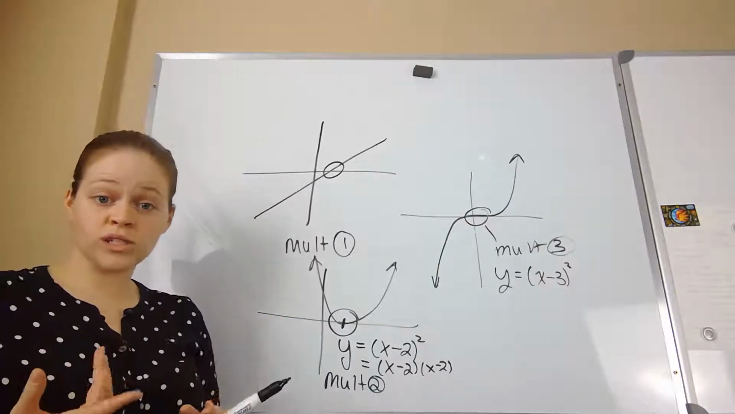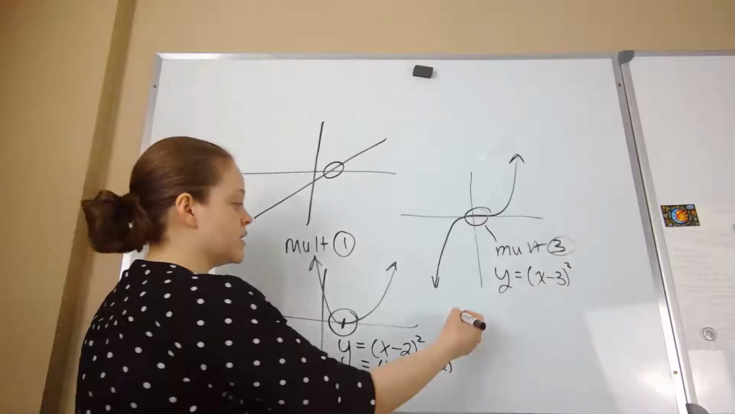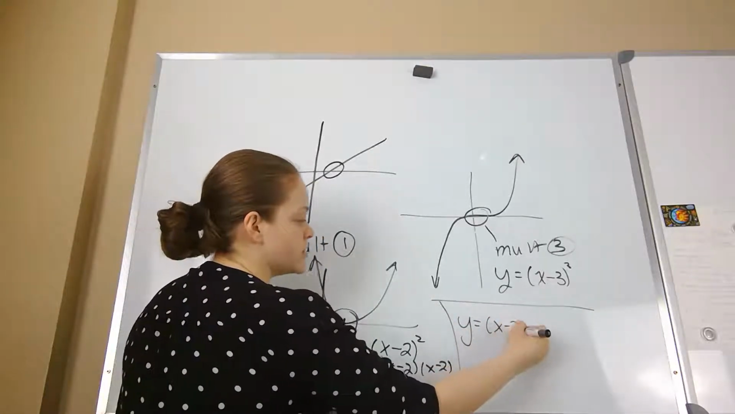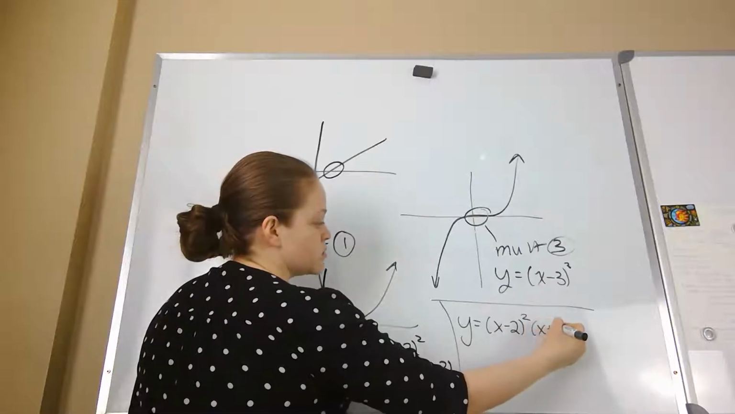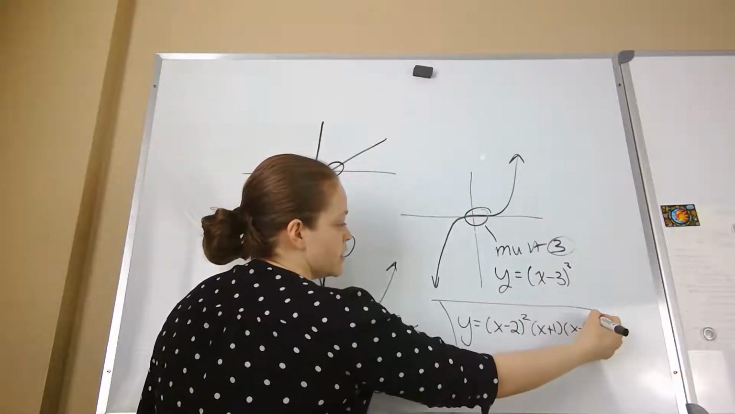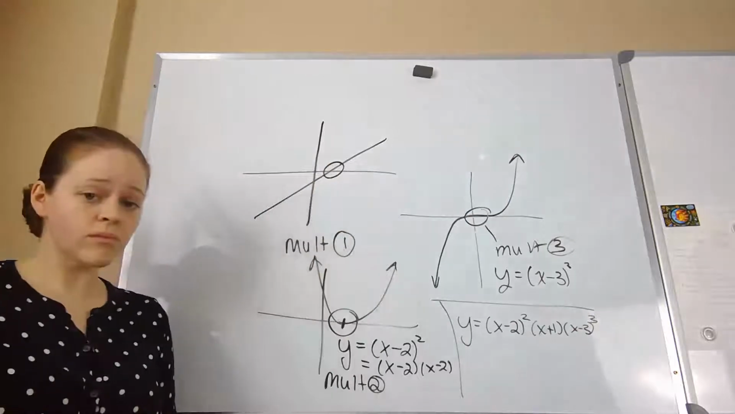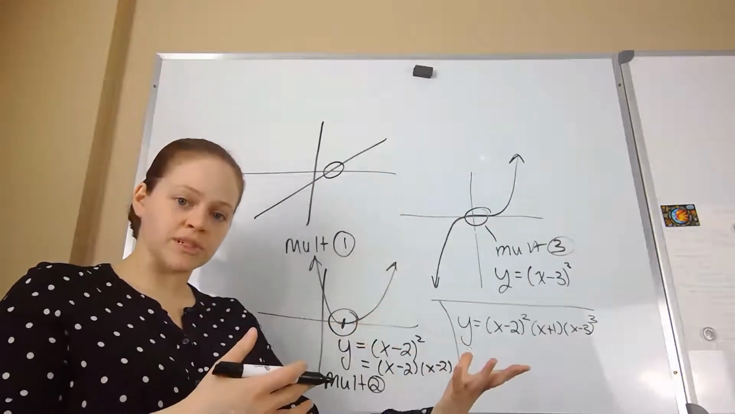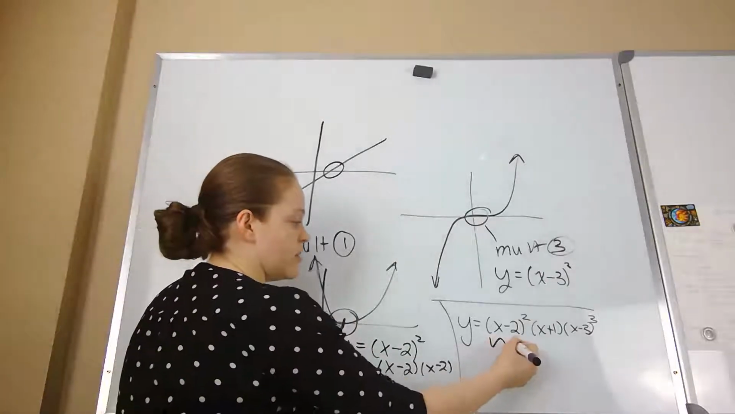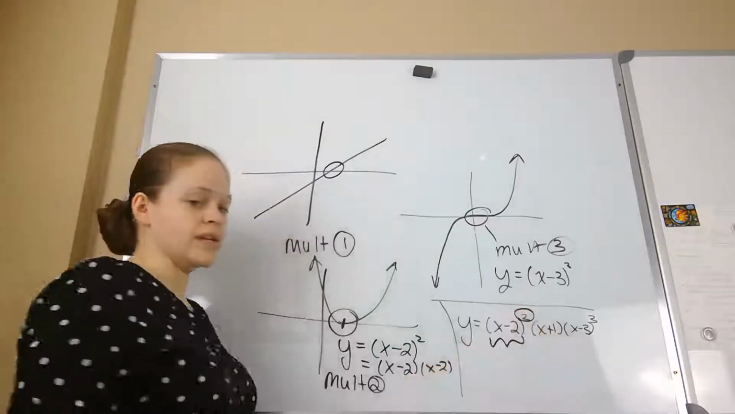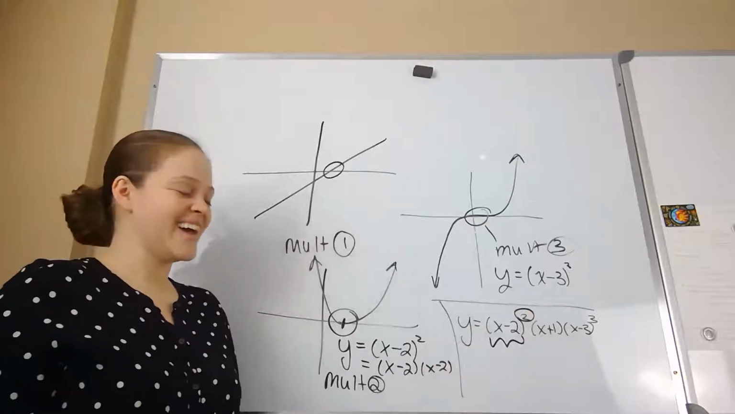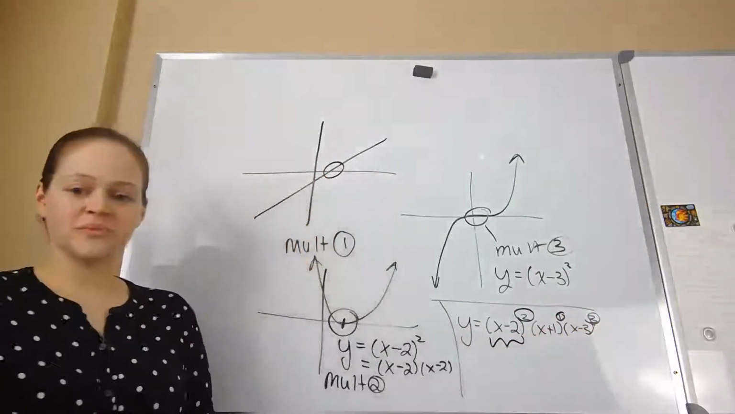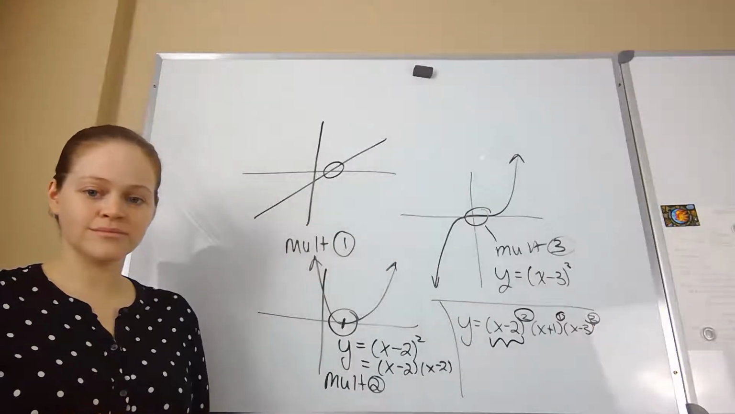Then, if you have your equations, for example, something like y equals (x minus 2) squared, (x plus 1), (x minus 3) all cubed, then you can say each factor has a multiplicity, right? So this one has a multiplicity of 2, and look at its exponent, it's 2. And this one has a multiplicity of 1, and this one a multiplicity of 3. Sound good?